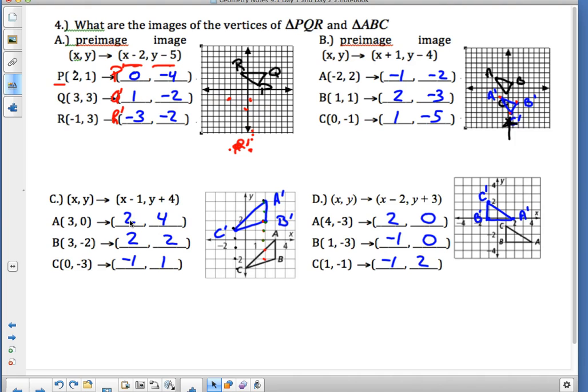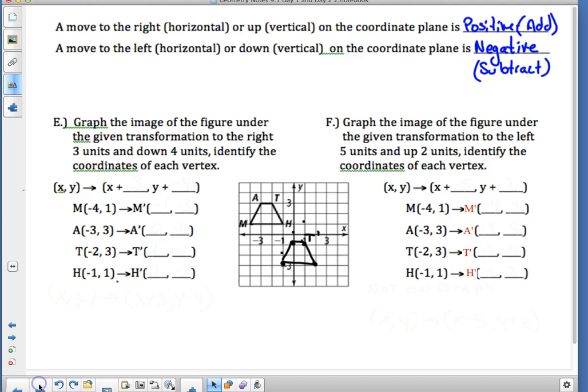Okay, now, pay attention to the rule. The rule, don't drool on this one, okay? Some rules do drool, but this one doesn't. When you're doing these, pay attention. If I'm adding on the x, it's to the right. If I'm subtracting on the x, it's to the left. When adding for the y, it's up. When subtracting for the y, it's down, okay? So keep that in mind, please.